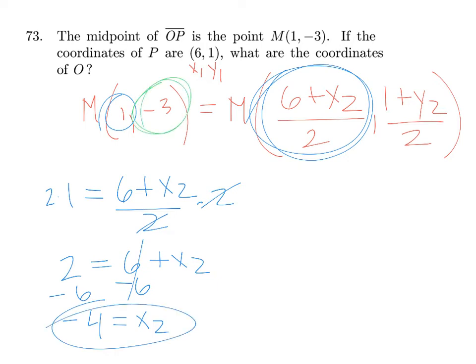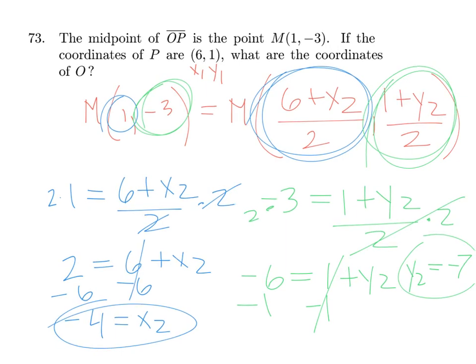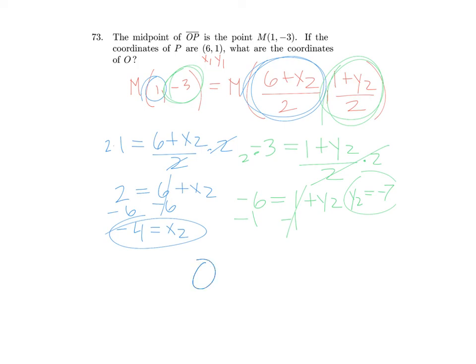Then I have -3 is equal to 1 plus y sub 2 over 2. So then I multiply by 2 on both sides. Those cancel out. I get -6 is equal to 1 plus y sub 2. Subtract 1, and I get y sub 2 is equal to -7. So my point O is -4, -7. Done.